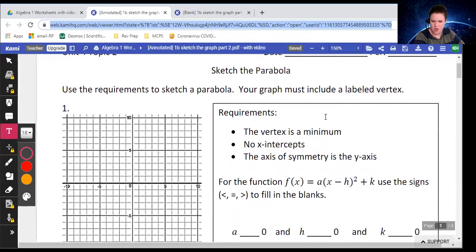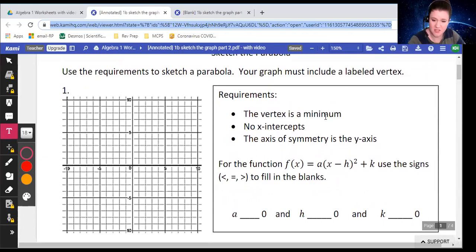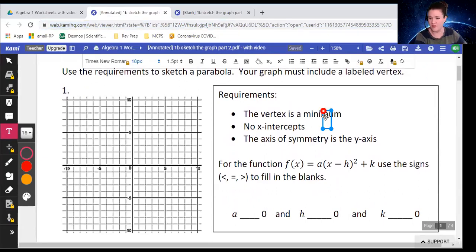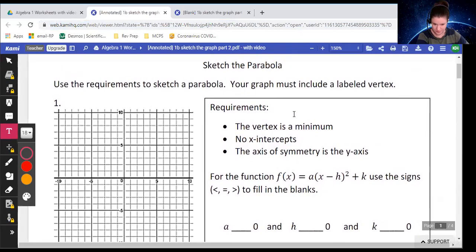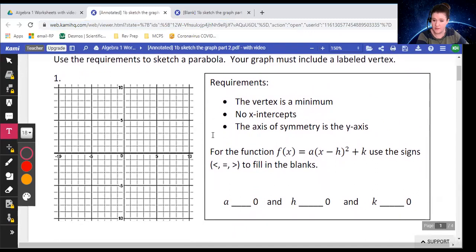All right, so we have time, so I might as well do these sheets. Some of them you might already know how to do, and that's cool. So we're going to use these requirements called sketch the parabola. Use the requirements to sketch a parabola. Your graph must include a labeled vertex. All right, and we just have to follow these requirements.